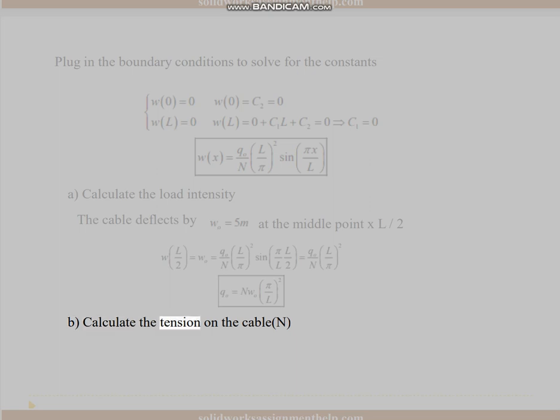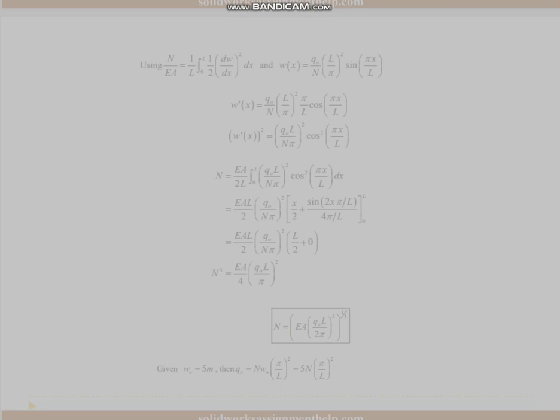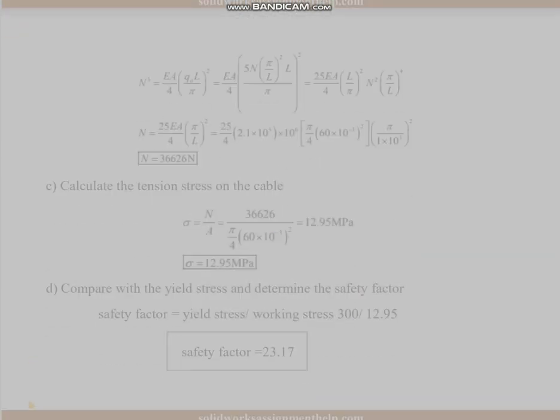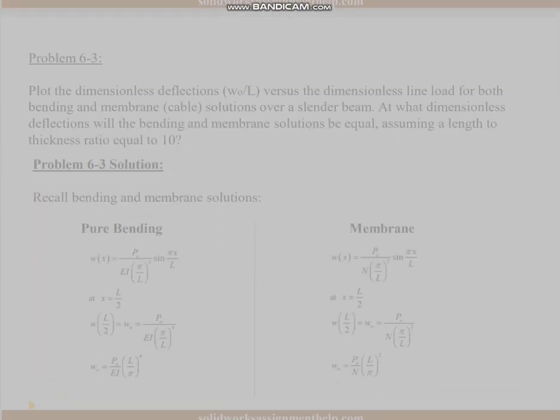B. Calculate the tension on the cable N. C. Calculate the tensile stress on the cable. D. Compare with the yield stress and determine the safety factor. Safety factor equals yield stress divided by working stress, 300 / 12.95. Safety factor equals 23.17.